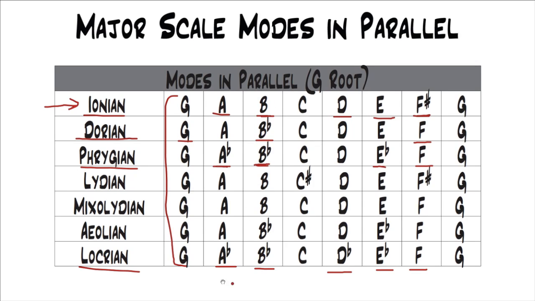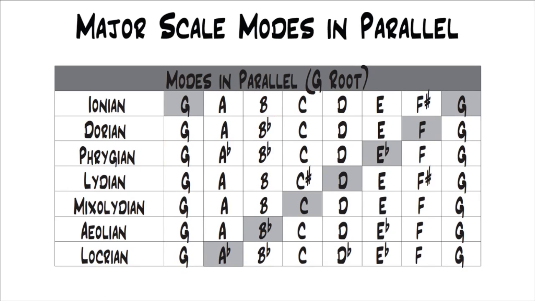You flat all those half steps, that gives you Locrian right here. And then looking at this chart, we can see where all the parent major scales are. I've highlighted them in the lighter gray. So Ionian is obviously G, because it's just a G major scale. But then you can see that for G Dorian, the parent major scale is F, for G Phrygian, the parent major scale is E flat, and so on.